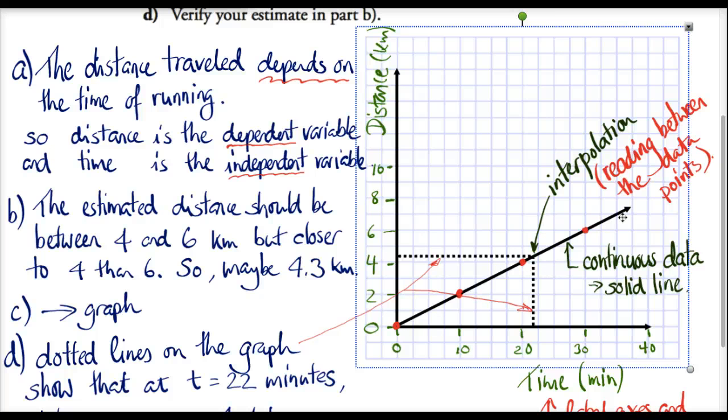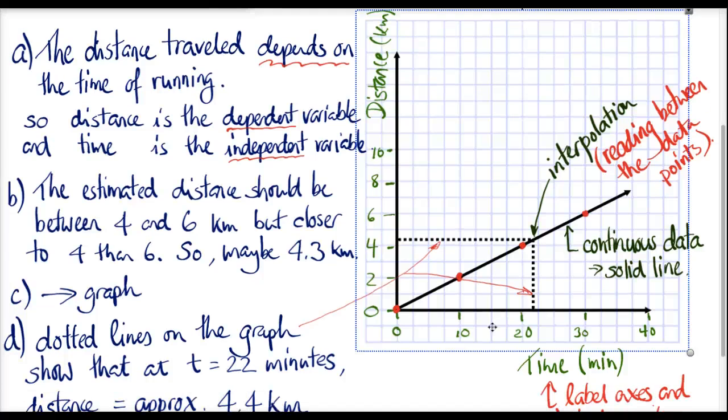Sorry, that's not why it's a solid line. The arrow at the end is showing that the data continues, but it's a solid line because we can read in between values. You can have any amount of time in minutes. It doesn't just have to be 10 or 20 minutes. We could read the graph at, let's say, 12 minutes, or in this case we're asked at 22 minutes, so we would use a solid line to connect the data points, and that's called continuous data.